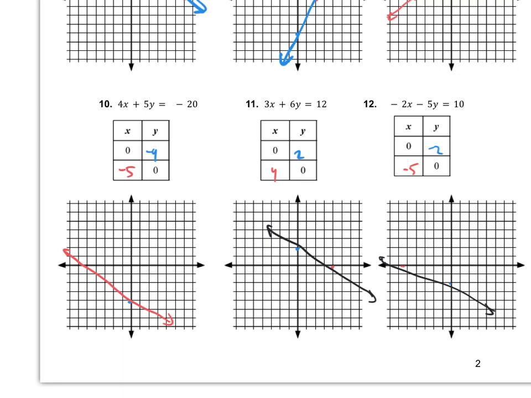Here's my line. Change y to 0, 3x equals 12. Divided by 3, x equals 4. And if I change x to 0, 6y equals 12. Divided by 6, y equals 2.